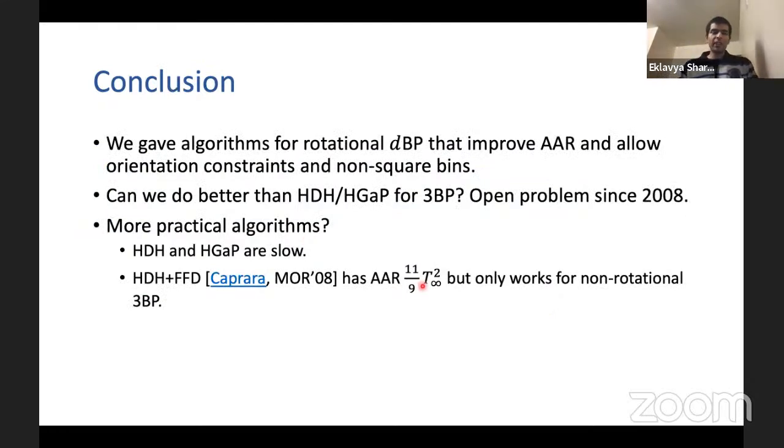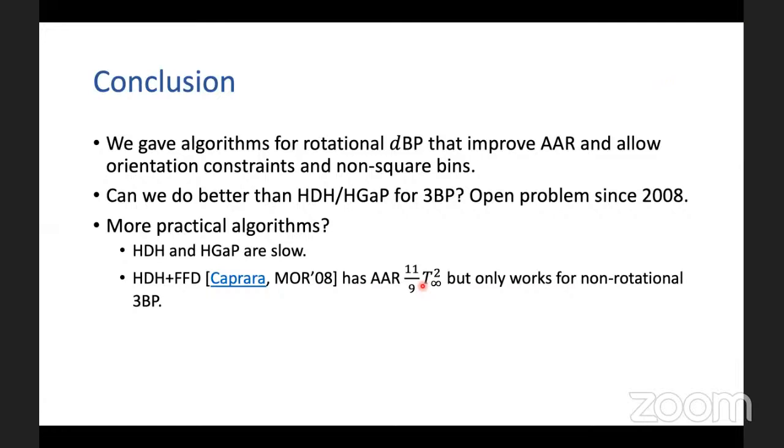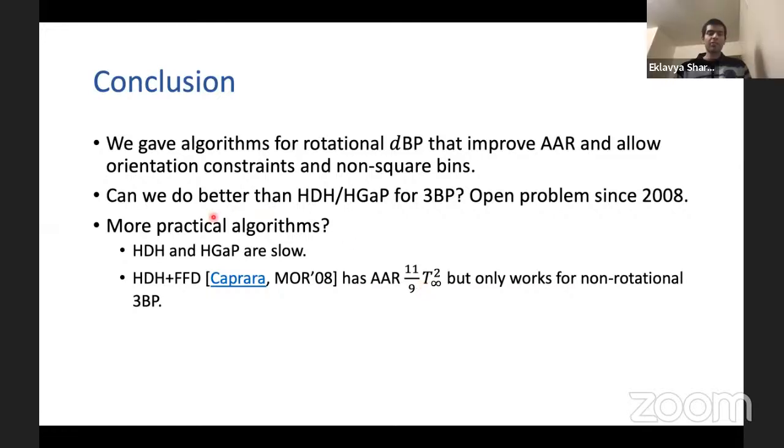So to conclude, we gave better algorithms for the rotational versions of D-dimensional bin packing, which not only improves the asymptotic approximation ratio, but also fixes some of the shortcomings of previous algorithms. Now, there are a few important open problems. The first is, can we do better than the harmonic decreasing height algorithm for 3-dimensional bin packing? And this has been an important open problem since 2008.